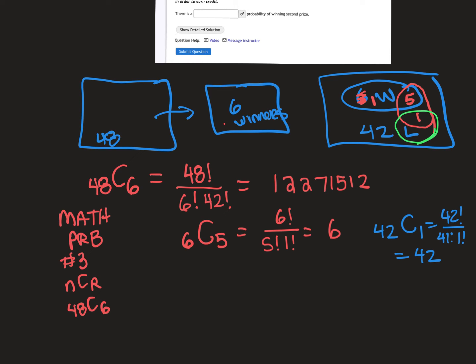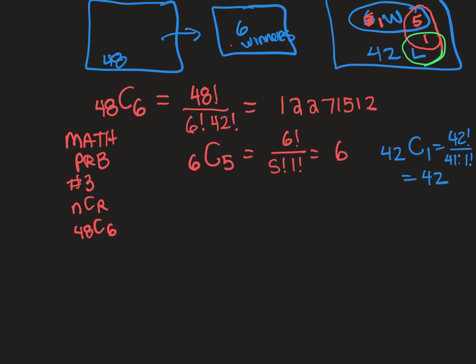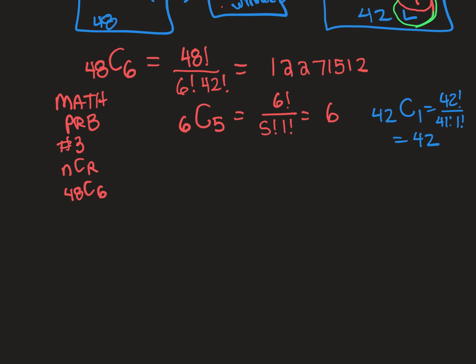Now, we're going to calculate the whole probability. All right, so I have 6 choose 5. Those are my winning numbers. My 1 losing number. I have to do this and this, so it's a multiply. And then divide that by my total sample space.